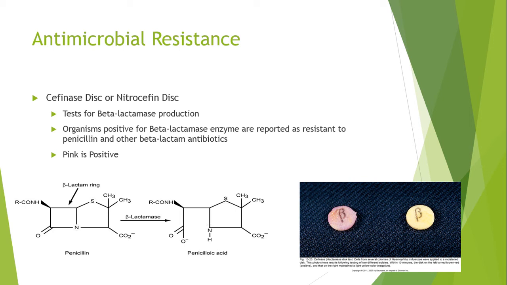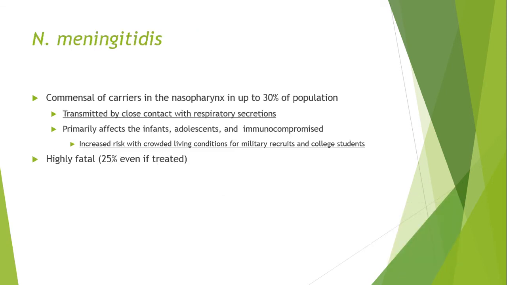So here's an example of what's going on. Here's penicillin, and it's got this beta-lactam ring, and all beta-lactam antibiotics have this common ring structure. And if the organism produces this enzyme, beta-lactamase, it'll break that ring, and that changes that drug into another substance that isn't an antibiotic. It makes it ineffective. So make sure you know this test for the exams.